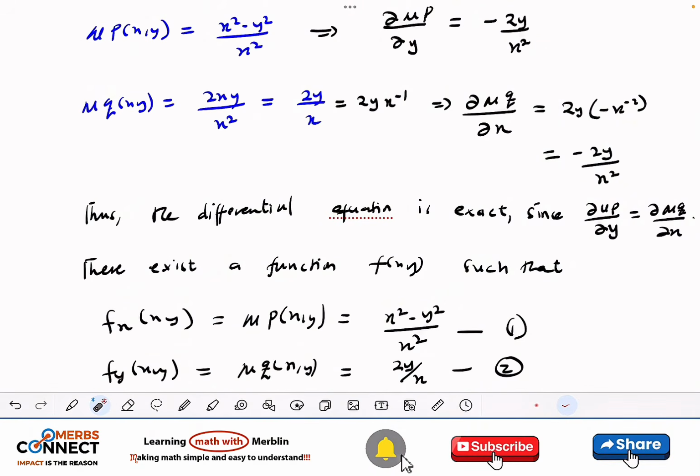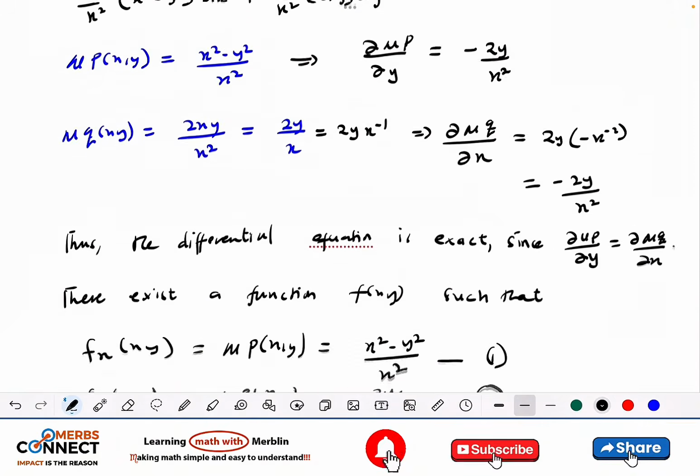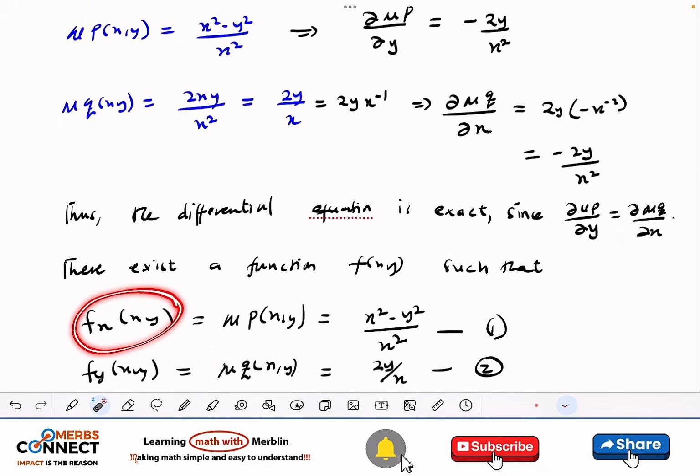So I can start from equation 1. Right? Good. So I'm going to start from equation 1 and do the integration. You can start from equation 2 and do it as well. So let me add another page to it. So from equation 1, we want to integrate equation 1 with respect to x. So we want to integrate this with respect to x.